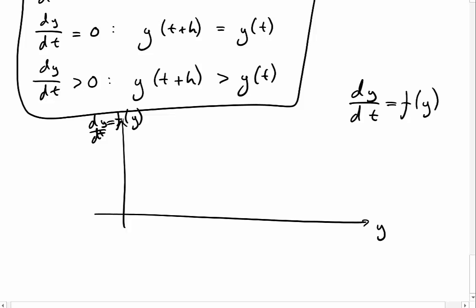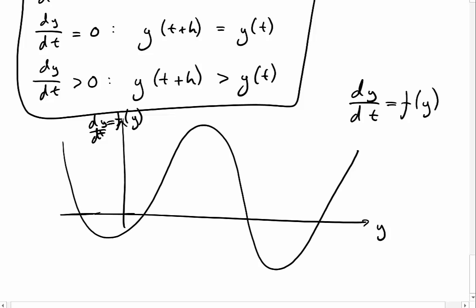So we've got the function of y on this axis here, and we've got the y value along this axis here. Let's assume we've got some function like this. Up, down. The equilibrium points are going to be wherever we cross the x-axis, in other words, when the rate of change is equal to 0. So it's here and here and here. These are my equilibrium points.